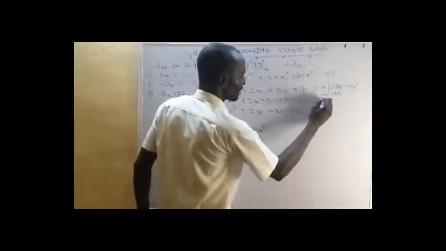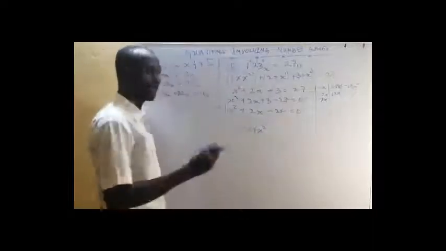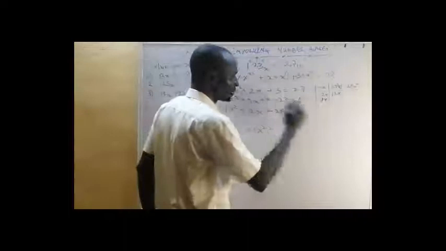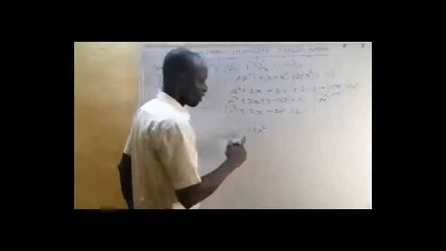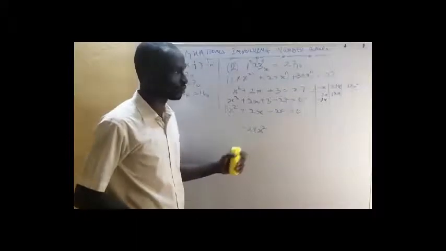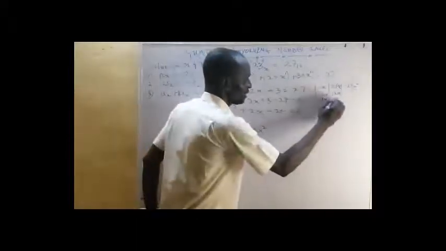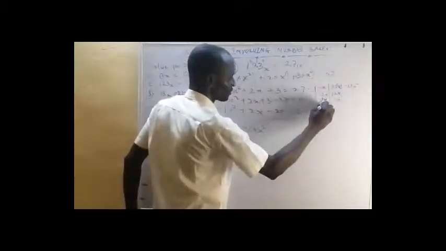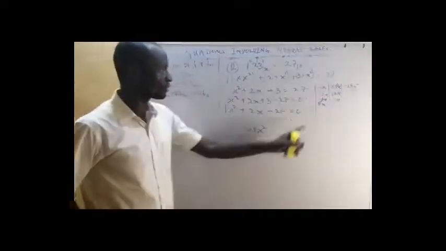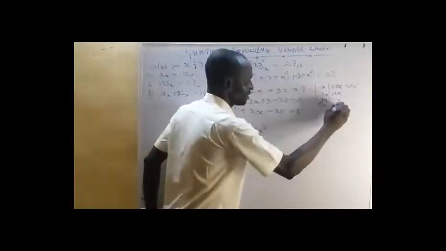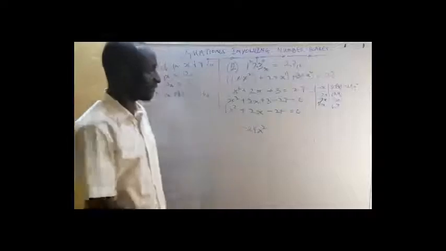Let's pick minus 3x. I am picking minus because I have negative here. What will I multiply with minus 3x to come up with minus 24x squared? That will definitely be 8x. Let's pick minus 4x. What will I multiply with minus 4x to come up with 24x squared? That's 6x. Next is 5.